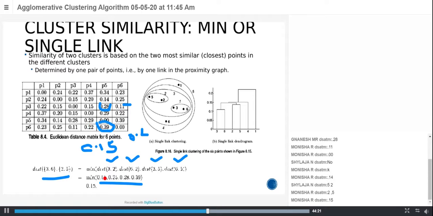Among these, which one is minimum? 0.15 is the minimum. So the distance between these two clusters is 0.15, and also the distance between these two clusters is 0.15. So you can take either these two clusters for merging, or this point with this cluster. Now I'll go with this one as the third cluster, merging these two. The first cluster is 3 and 6, the second cluster is 2 and 5, and I'm going to merge these two as a single cluster.